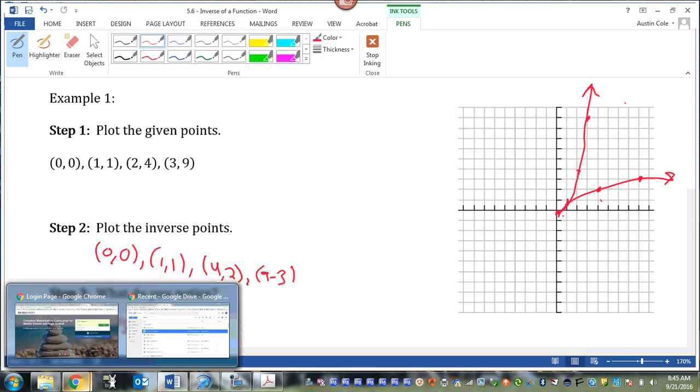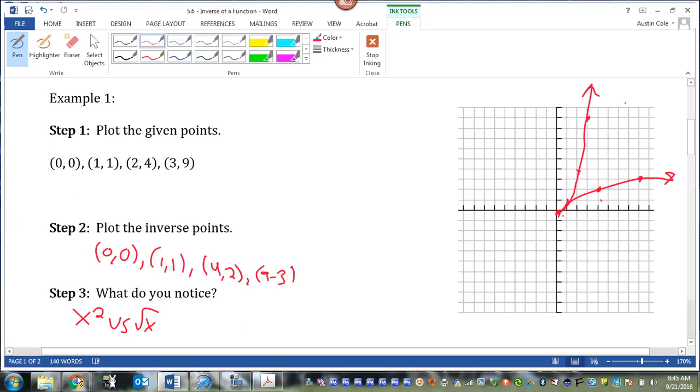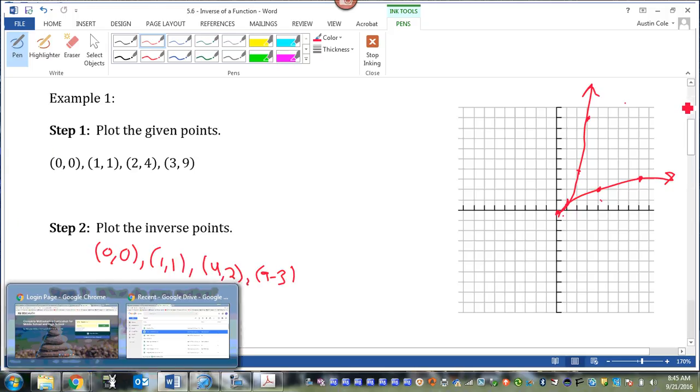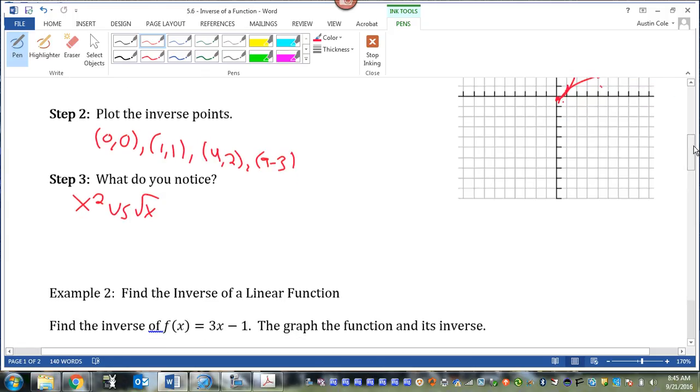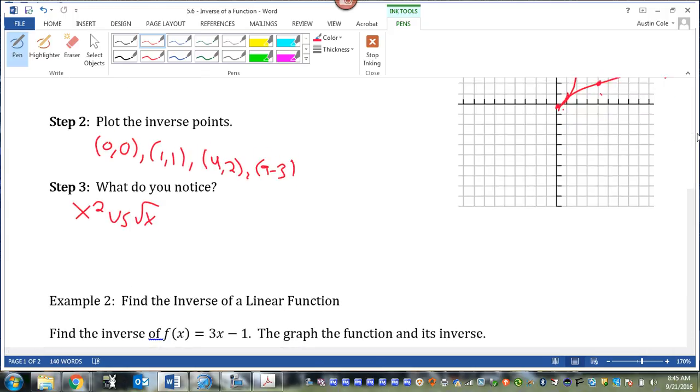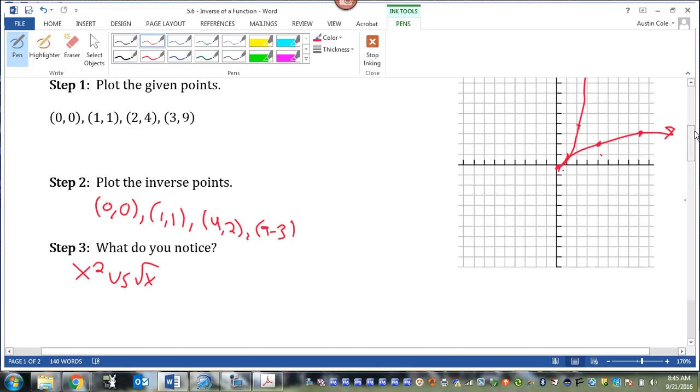What else do you guys notice? Did I say x squared US? Or is that a b? Yeah, the handwriting. VS. Like versus. Just making it way worse. Okay, anyway.